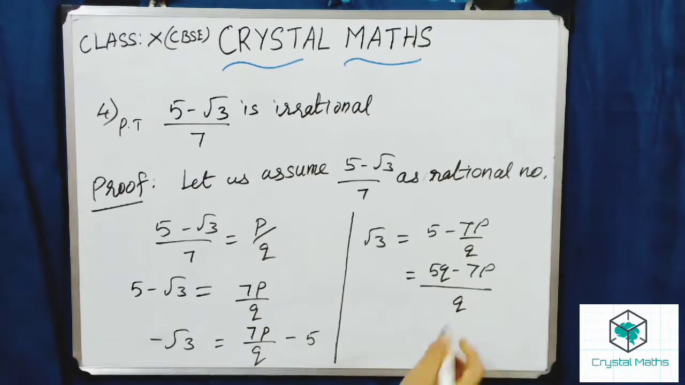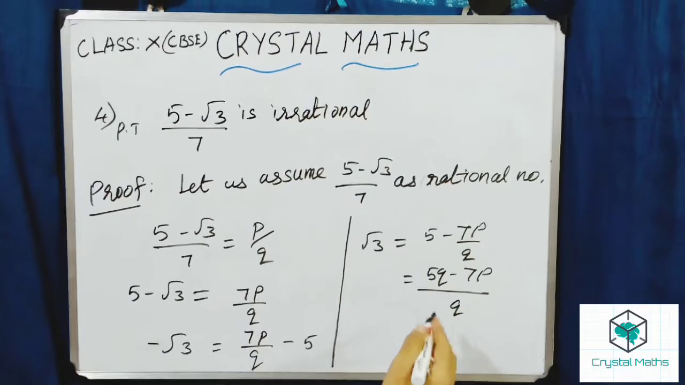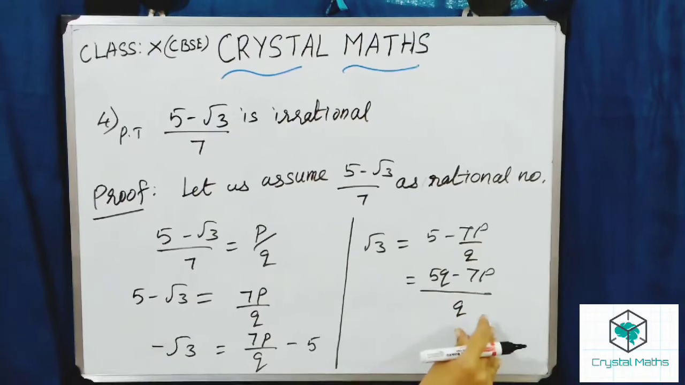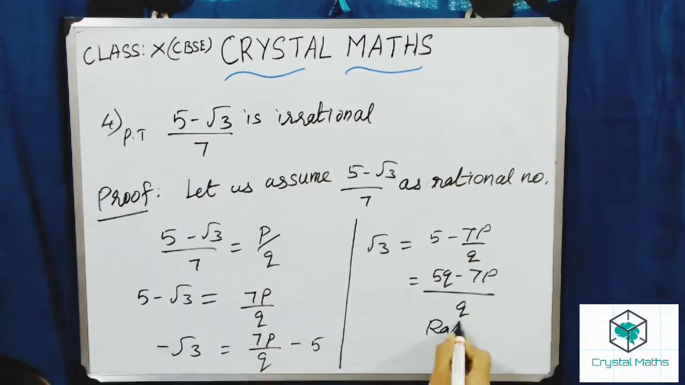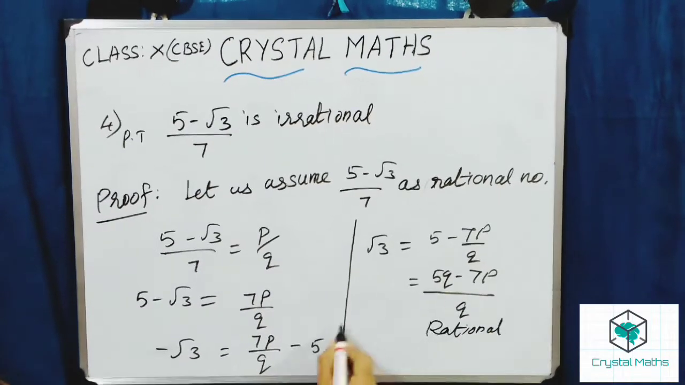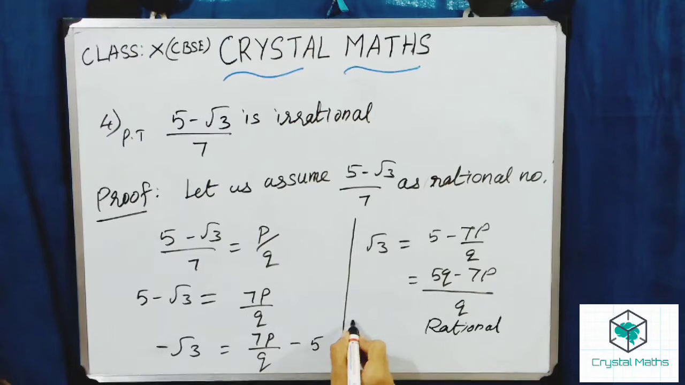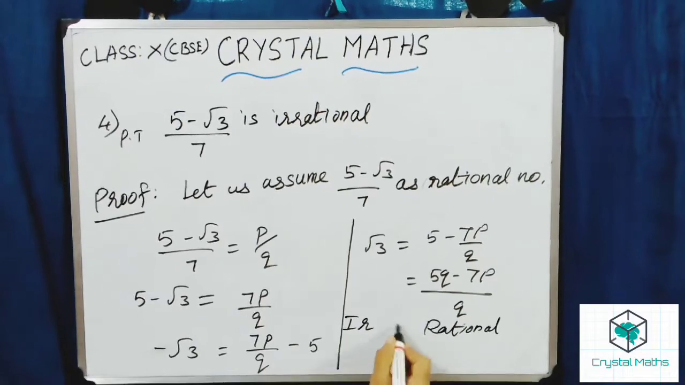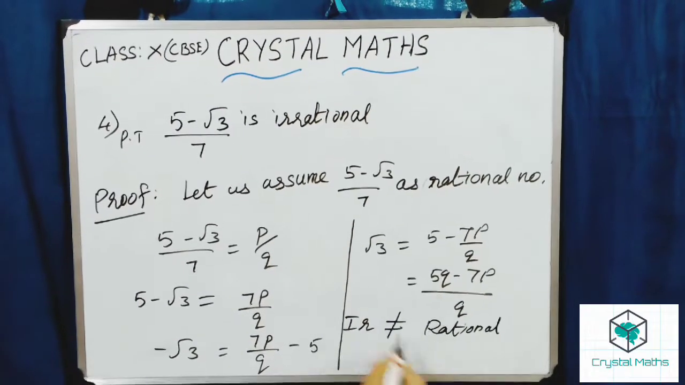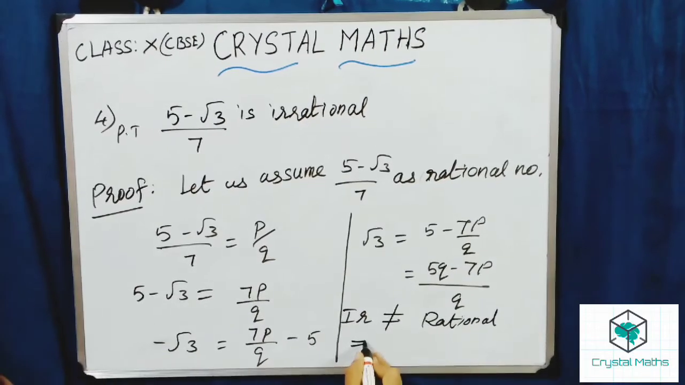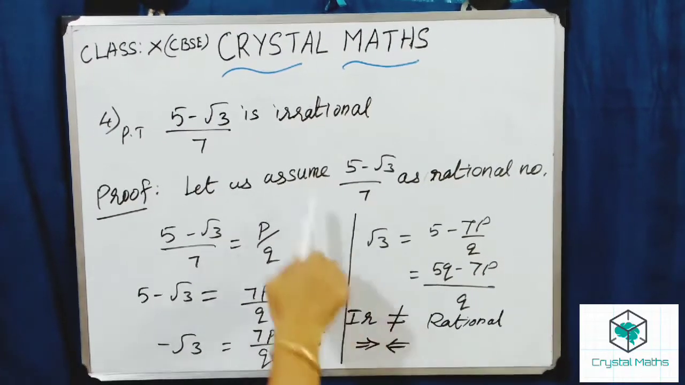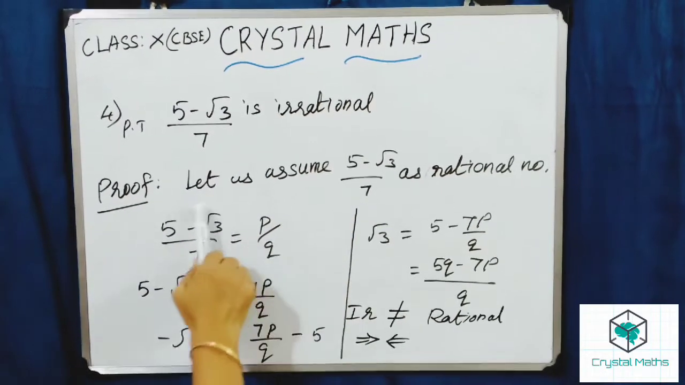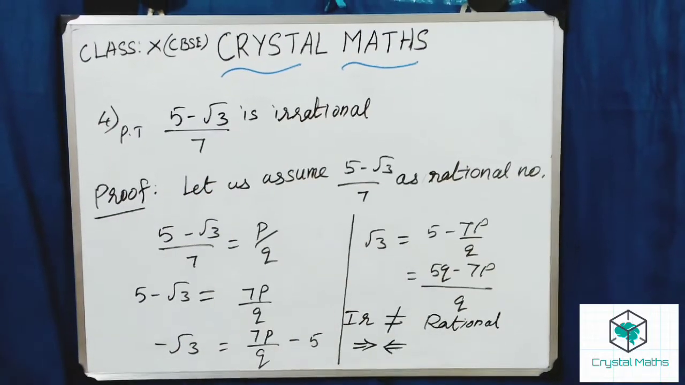In this case, p and q are integers, so in total this will be a rational number. Here the right hand side is a rational number and the left hand side is root 3, which we just proved is an irrational number. An irrational number cannot be equal to a rational number. But here we are saying equal. So it is a contradiction. So we can say the given number 5 minus root 3 by 7 is irrational. Our assumption is wrong. This is an irrational number only.